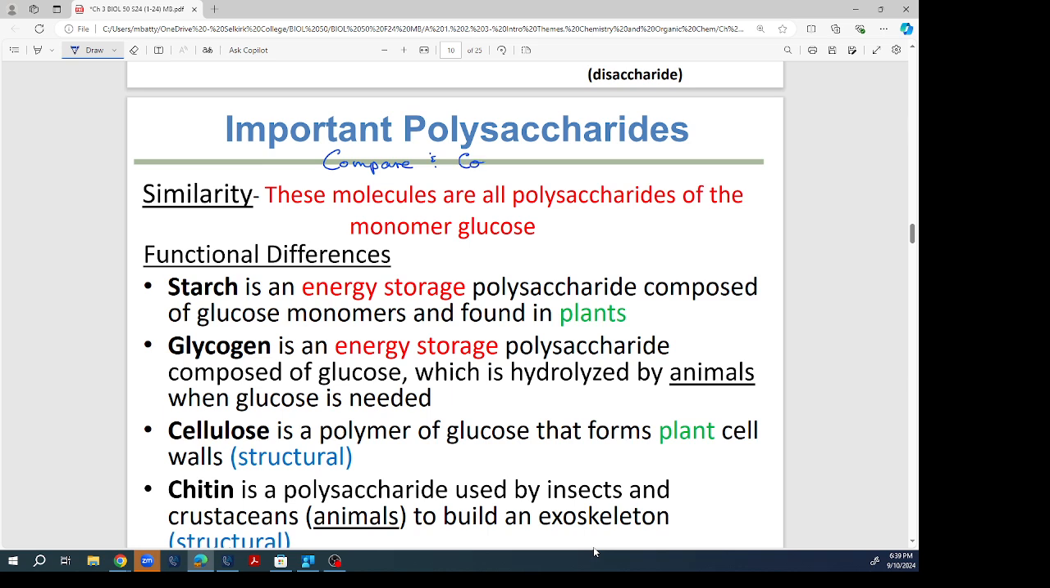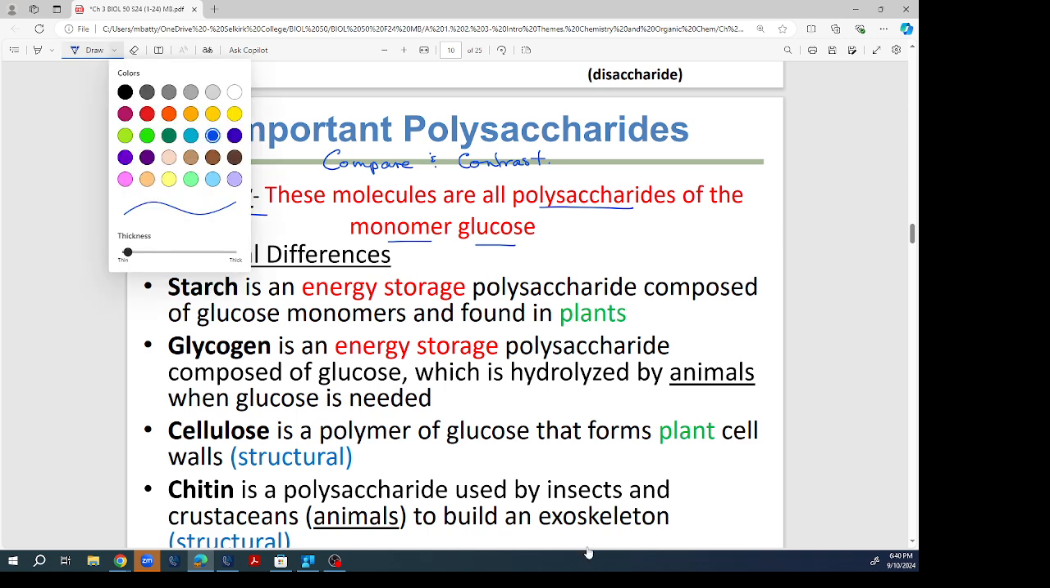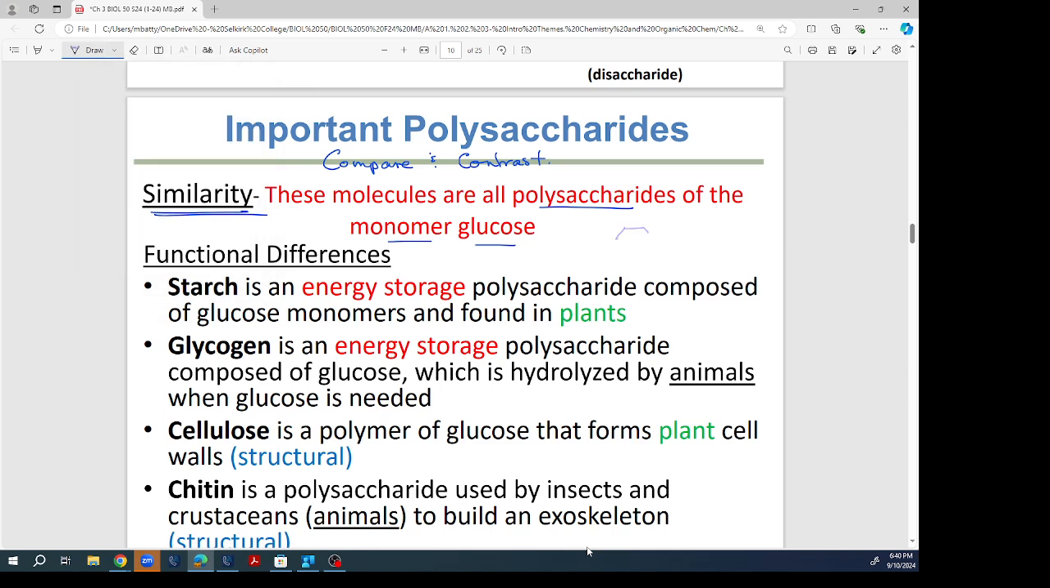Starting out with how they're all the same, all the important polysaccharides that we're going to talk about are polymers of the monomer glucose. Changing my color to that mauvey type color, I think that's the way it was drawn, right? They're all these glucose monomers linked together, and those are the repeating beads in the polymer.